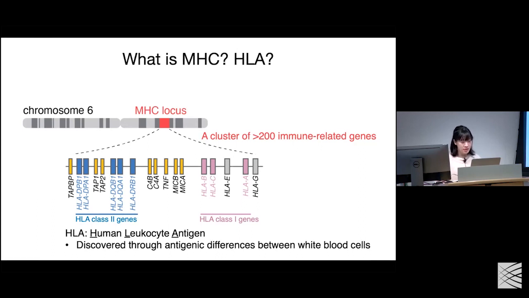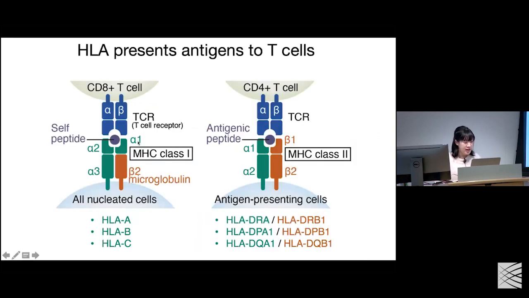MHC class 1 genes on the left in this figure, like HLA-A, B, and C, comprise the alpha chain, which is colored in green here, of the HLA molecule, and are expressed on nearly all nucleated cell surfaces and present self or intracellular peptide to CD8 T cells through the T cell receptor. By the way, this beta-2 microglobulin of the MHC class 1 molecule is on a different chromosome than this chromosome 6. So this is on a different chromosome, chromosome 15.